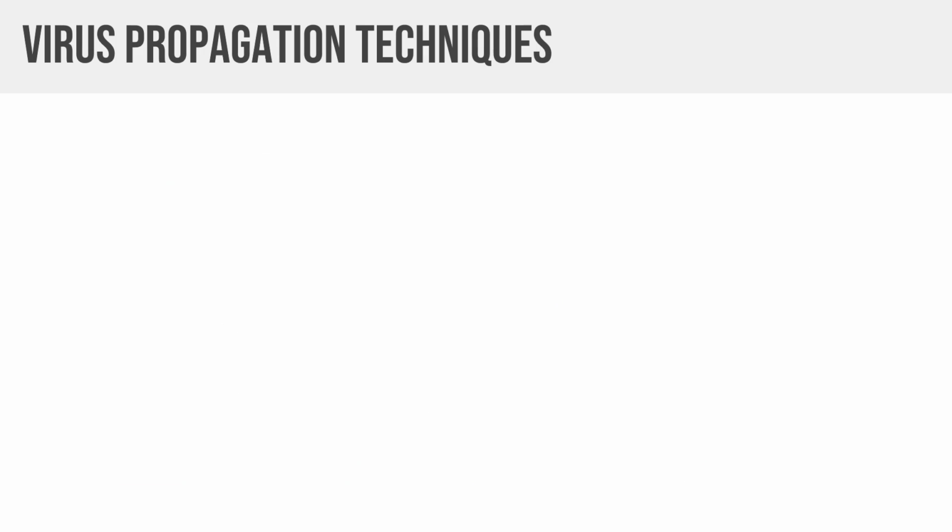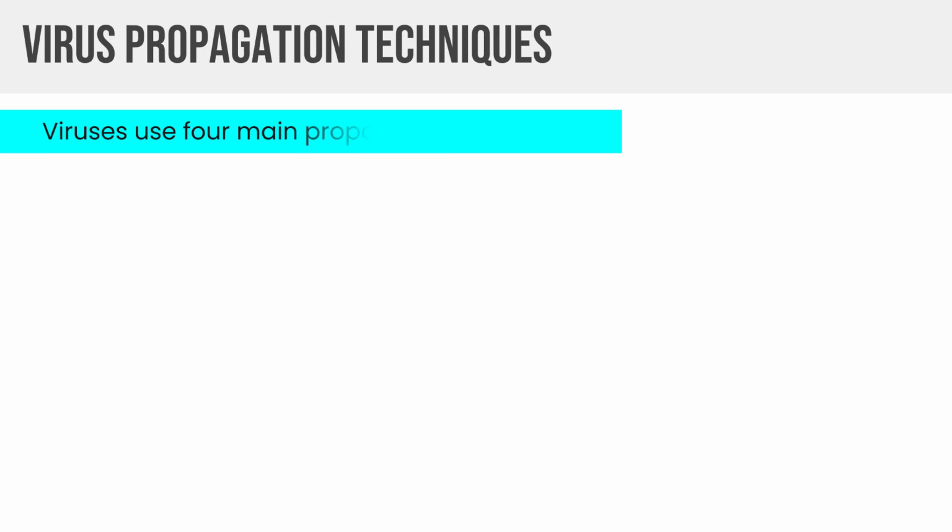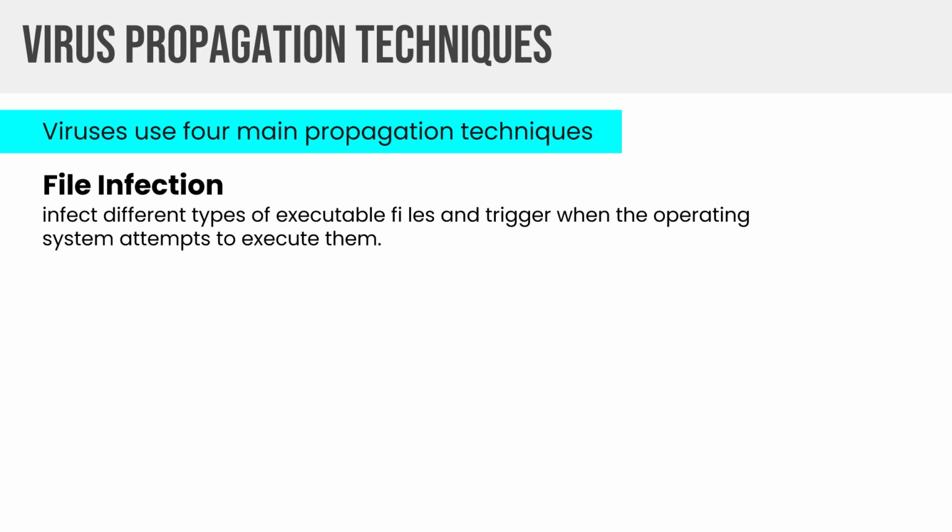Virus propagation techniques. This is something that may come up on the exam, and there are 4 main propagation techniques you want to be familiar with. The first is file infection, which infects different types of executable files and triggers when the operating system attempts to execute them. So on a Windows system, for example, that's going to be .exe and .com files, generally speaking.